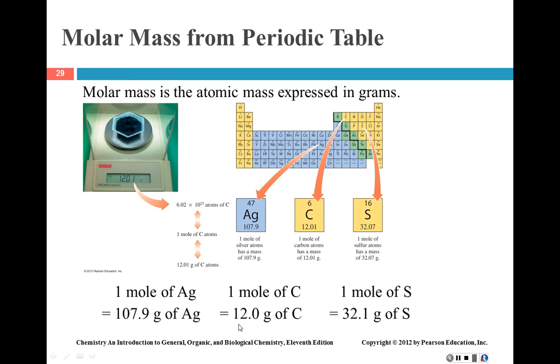So 1 mole of silver has a mass of 107.9 grams. I get that from the periodic table, and if you look at element number 47, you will see that that's exactly what it says. A mole of carbon is approximately 12 grams, and a mole of sulfur is approximately 32.1 grams. So that's where we find the molar mass: we look at the periodic table and read that mass number at the bottom. And remember, we're talking about the mass of an Avogadro number of those atoms, 6.02 times 10 to the 23rd.